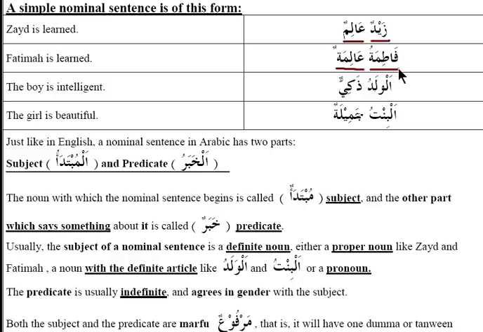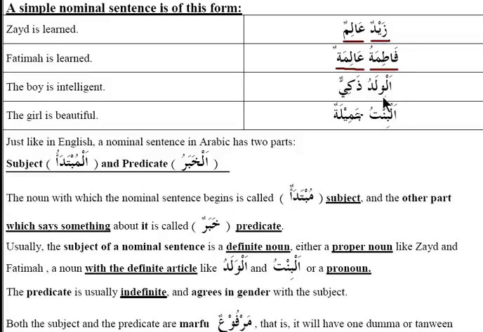Now we haven't covered feminine names, but one point to note about the mubtada and the khabar is that they match in gender. So if the mubtada is feminine, the khabar is also feminine, and if it's masculine, then the khabar is masculine. That's just one point to know.